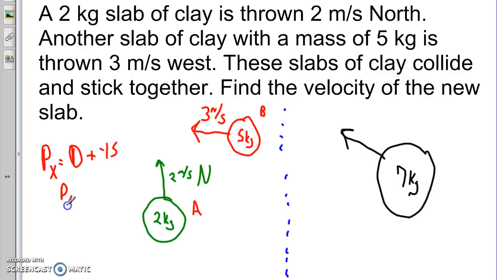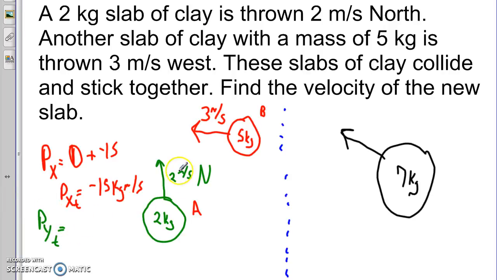And I can do that. The total x momentum, I'll put pxt for total, is going to be negative 15 kilogram meter per second. Great. Now let's find the y momentum, and we're done finding totals. So py total is going to be fairly similar.